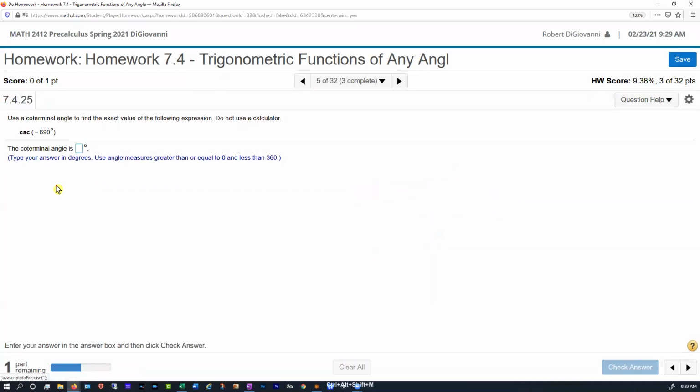Okay, so same thing. Negative 690 degrees. So what I'm going to do, since this is a negative angle, I'm going to add 360. So if I take negative 690 and add 360 to it, I get negative 330. And I'm going to add 360 again. And you can always add multiples, full rotations, and get to a coterminal angle. So I add 360 to that, I get 30 degrees. So 30 degrees would be a coterminal angle.